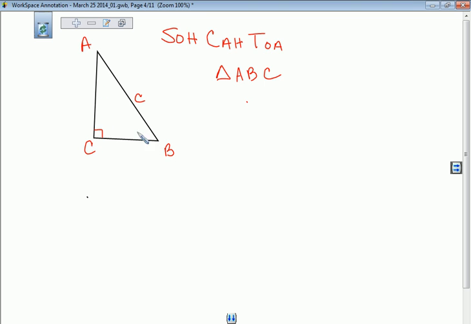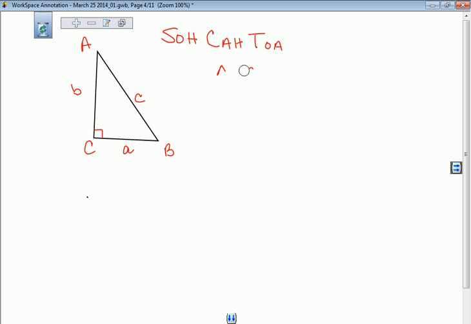This side is across from angle B, so I could call that side b. And this side is across from angle A, so we could call it side a. Sometimes they're referred to in your textbooks, or if you check out stuff online, they may say side a, and it might not be marked. Well, you should know that side a is across from angle A. All right? So that's just a little bit of housekeeping to make sure we all understand.